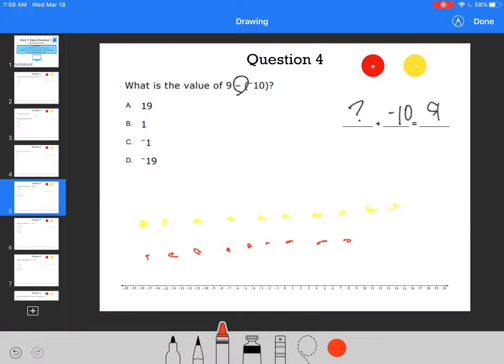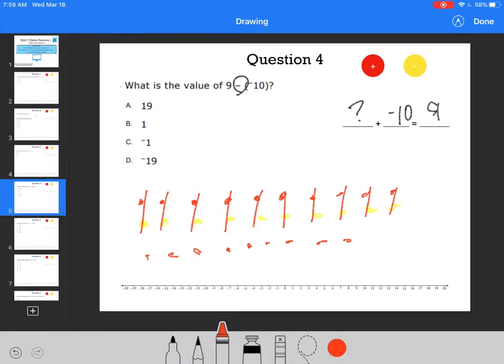The problem is I've got to somehow cancel out these negative 10 or create 0 pairs. So to create 0 pairs, I have to create 10 positives to cancel or to create 0 for each of these yellows because my goal is to create 0 pairs. So I had to add 10 positives, and that gets rid of all of my negatives. And now I'm left with nothing, but I still need to get to 9 positives.